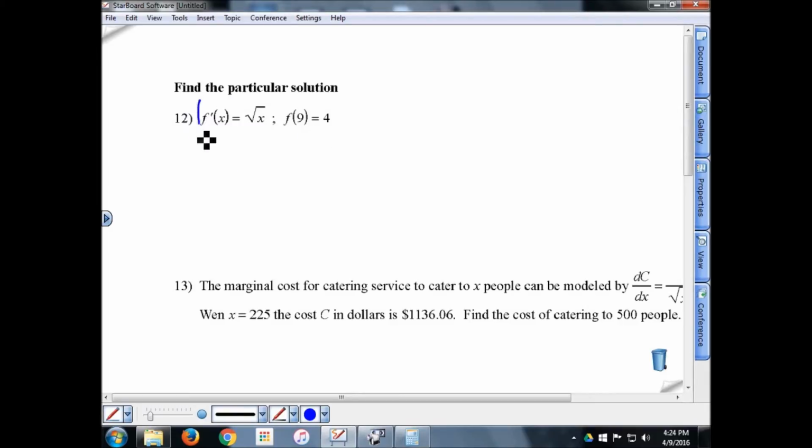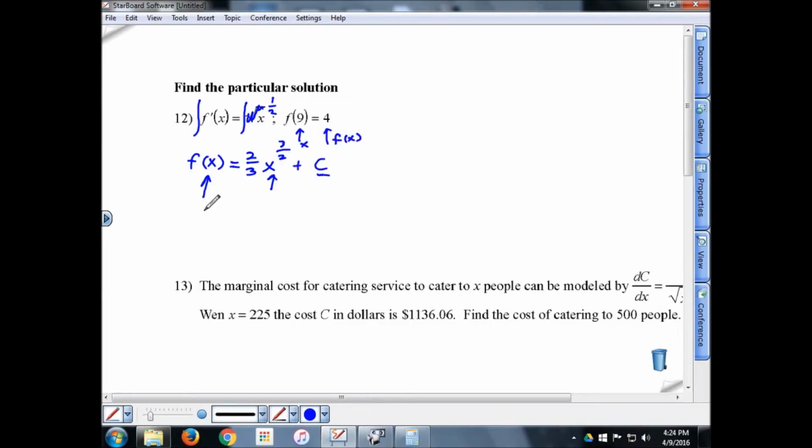So, integrate, we get the integral of the derivative of f is just equal to f. The integral of the square root of x, or x to the 1/2, is 2/3 x to the 3/2 plus c. Now in order to find the value of c, we have to know a value for x and f of x, which we have here. Here's x, and that's f of x.